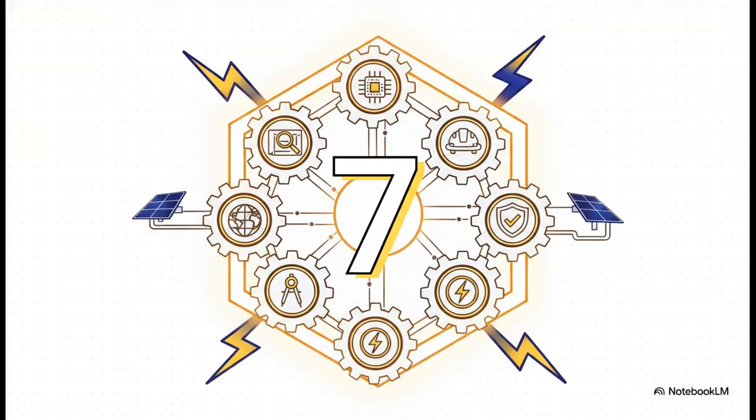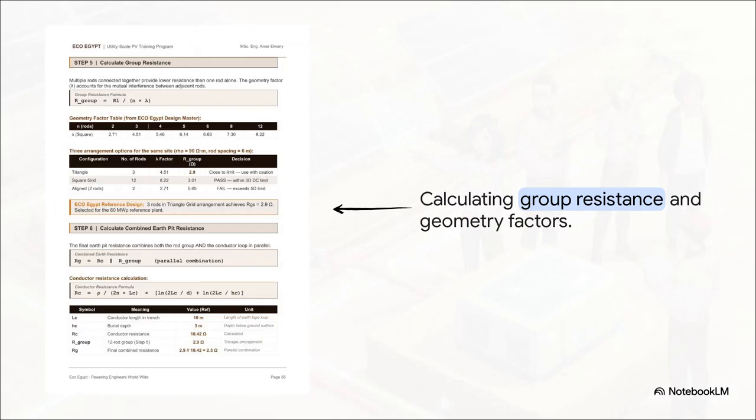According to the design guide, there is an exact 7-step process that engineers must follow, and it is rigid for a very good reason. Adhering to this ensures total compliance with international standards and, way more importantly, it guarantees safety. One of the most vital parts of those 7 steps is calculating group resistance.